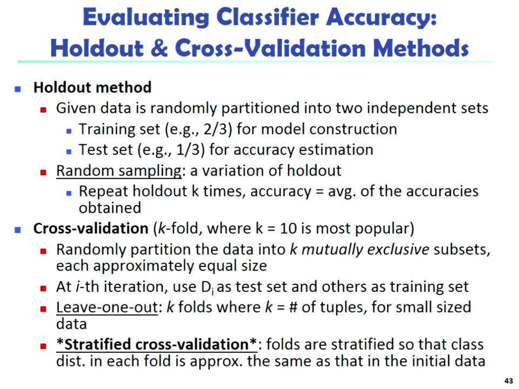Hold-out method: the given data is randomly partitioned into two independent sets, a training set, for example 2/3, for model construction, and a test set, for example 1/3, for accuracy estimation. Random sampling is a variation of hold-out: repeat hold-out k times, and the accuracy is the average of all accuracies obtained. For cross-validation, k-fold, k equal 10 is the most popular.